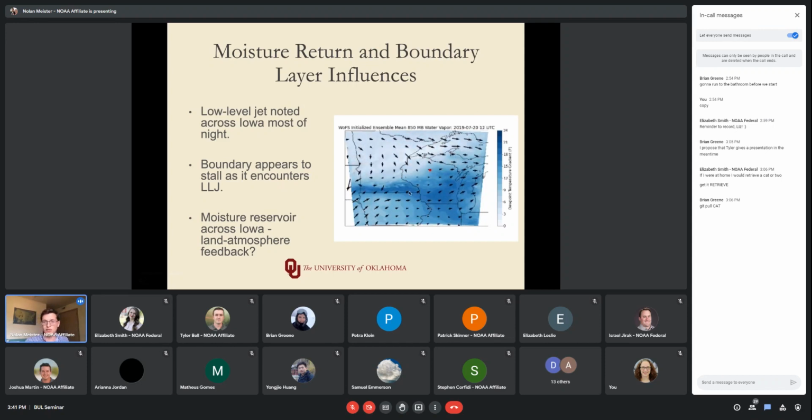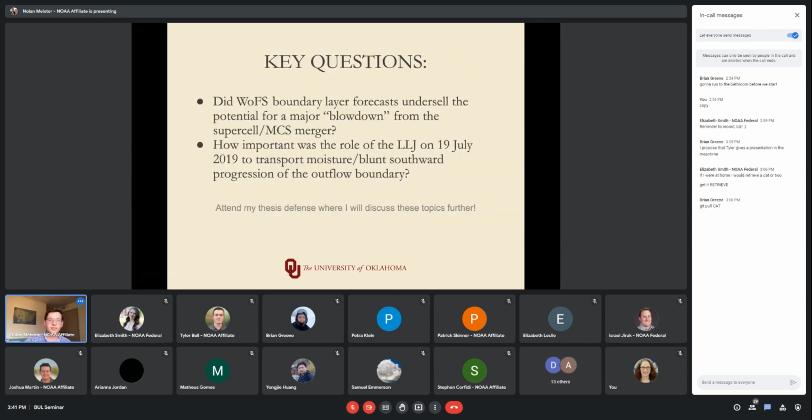And we have this moist reservoir that's in place right as the supercell tornado outbreak that occurred the next morning happens. So it's possible there was some sort of land atmosphere feedback with the low-level jet feeding moisture back into the system. And that's not something that I want to say definitively, but it's something that I'm going to be looking at in the next little bit.